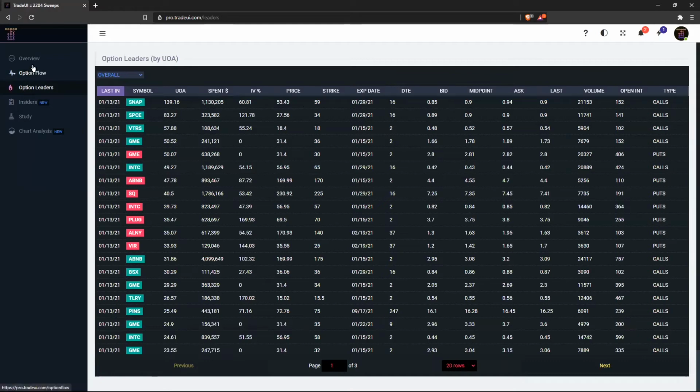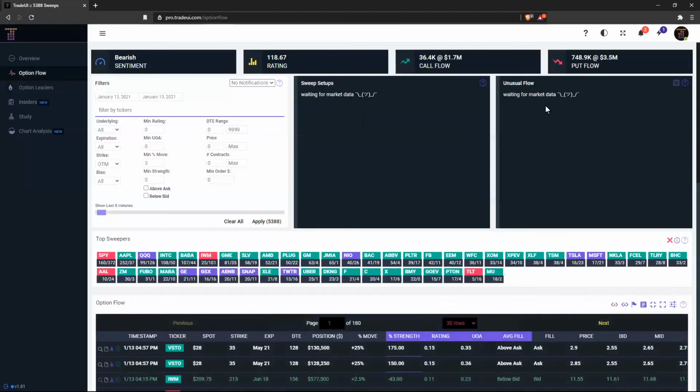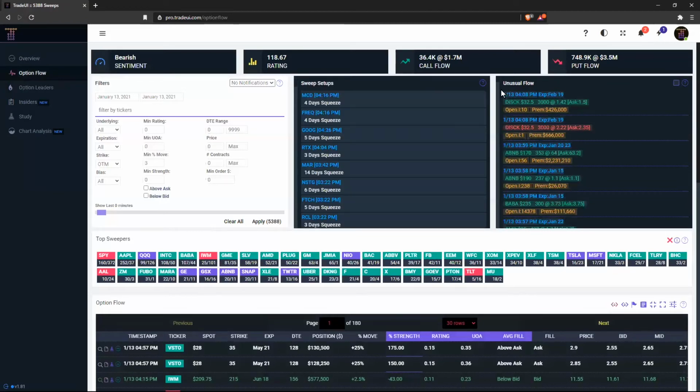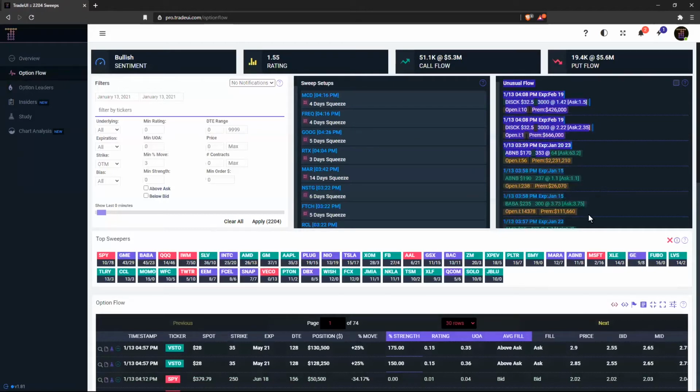So this is real time? Unusual flow, is this real time or no? Option flow? Yeah, that's everything on that dashboard. On the right-hand side, upper right, yeah, that's real time. You see that one shows up before it shows up even on the table underneath. It hits the database, and that server is about one second quicker. So you'll see it on unusual flow before you actually see it on the option flow table by a second.